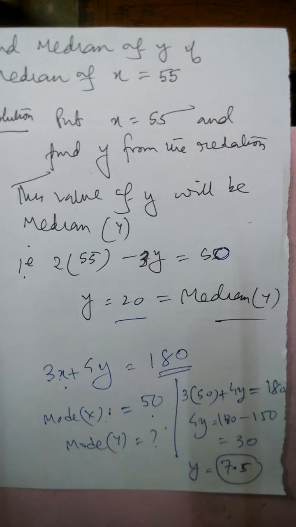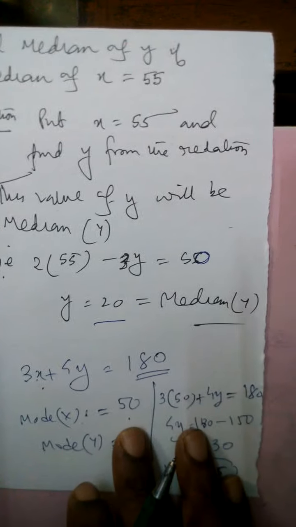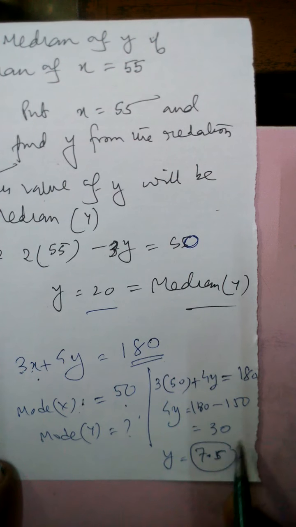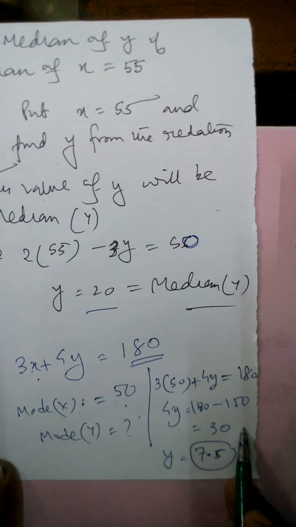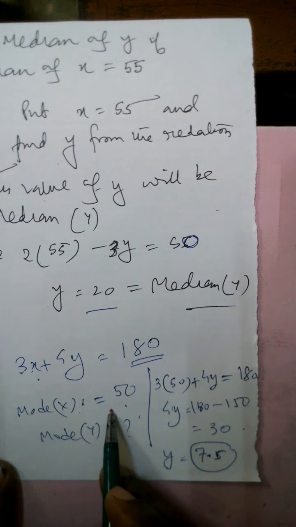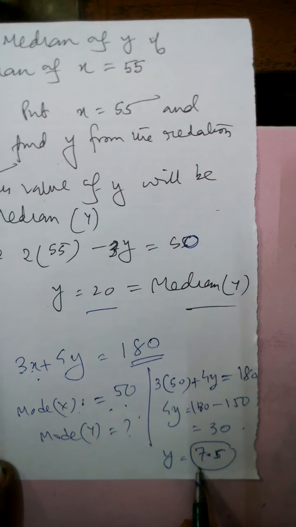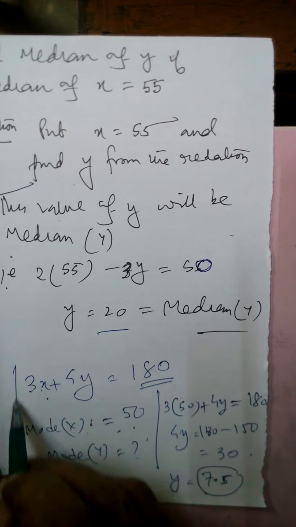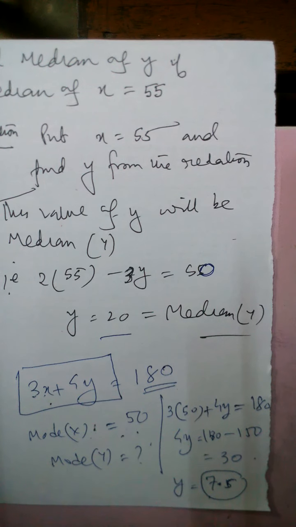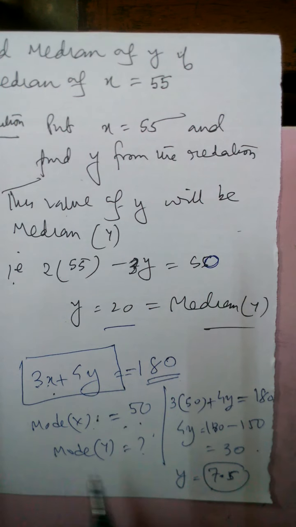X was not x, x was mode of x. So mode of x was 50, and what you found after solving, y value is 7.5. That means mode of x is 50, indicates that mode of y will be 77.5 from this relationship. So the relationship is actually nothing but to indicate some scale and origin.